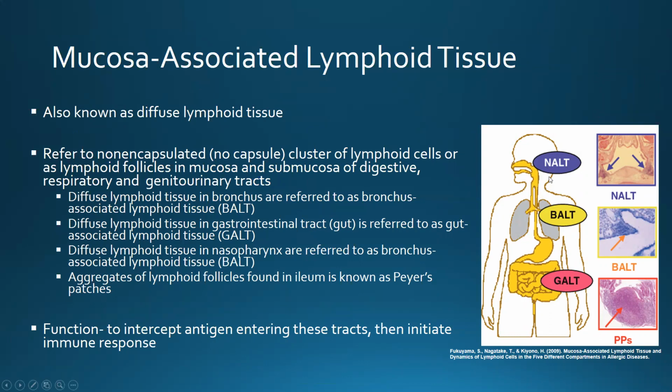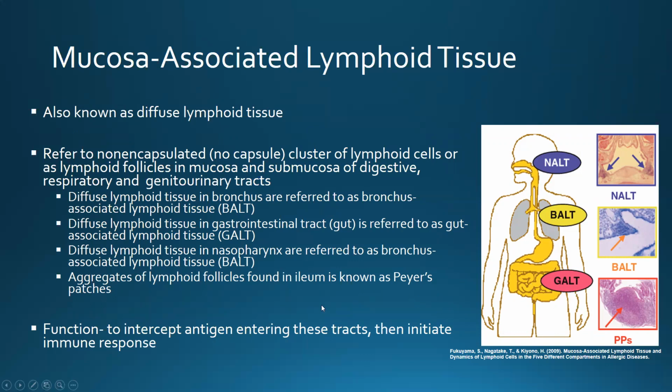If it is in the nasopharynx, that is called NALT, nasopharynx-associated lymphoid tissue. Sorry, NALT. And then you have the BALT, the lymphoid tissue in the bronchus, known as bronchus-associated lymphoid tissue. There is GALT, which is located in the gastrointestinal tract, or gut-associated lymphoid tissue.